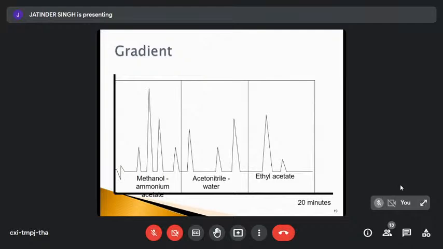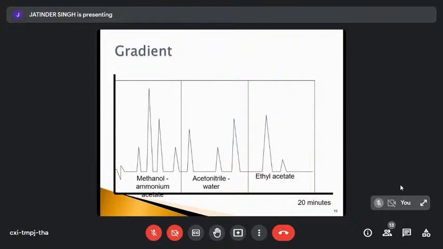Now, gradient in chromatography, in liquid chromatography, there are two systems. One is the gradient system, and the other is the non-gradient system. In the gradient system, we can pass mobile phases of different polarities for a fixed time. And in the non-gradient system, we run a single mobile phase. In gradient, we can run the mobile phase for a particular time.